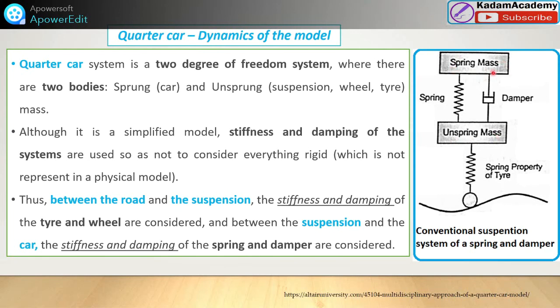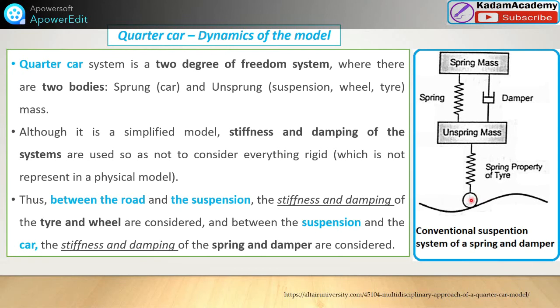Okay, so I will show you this spring mass. Sprung mass means the body mass, and in between this body and this tire, unsprung mass means what is considered as the wheel and tire. The suspension mass, these are unsprung mass, and this spring and suspension are connected to the body, that is the sprung mass. Okay, and in between this tire and this uneven surface, we are considering some spring property of this tire. So the contact between these two, here frictions are not considered.